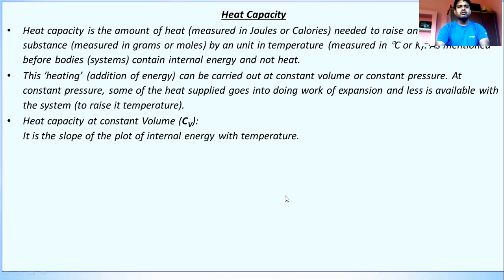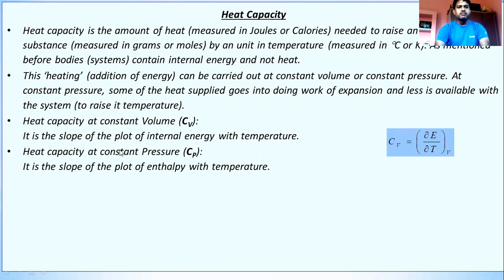Heat capacity. Now we should know the types of heat capacity, that is Cp and Cv. Heat capacity at constant volume is designated by Cv. It is the slope of the plot of internal energy with temperature. It can be expressed as Cv equals del E by del T at constant volume. Same thing. We will discuss these things after the discussion of the first law again.